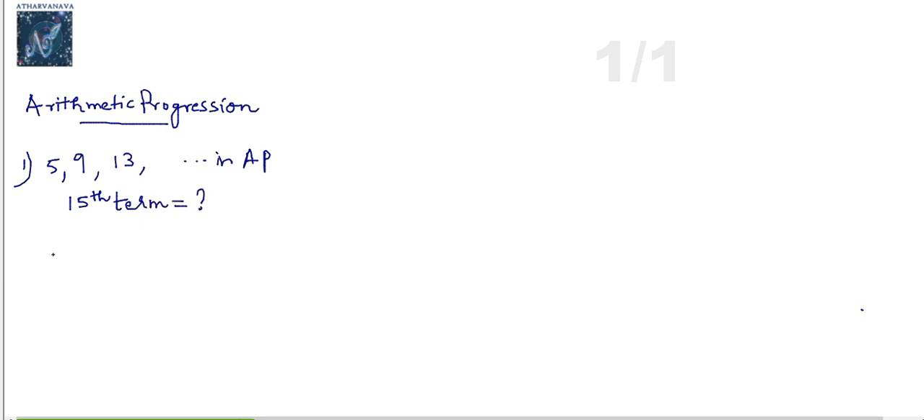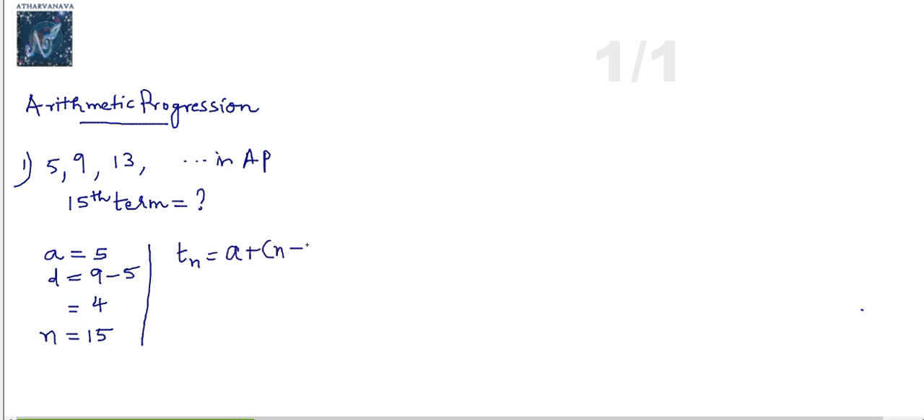That's the question. So first thing first, we need to write A is equal to 5, and then what else do we have to write? D is equal to 9 minus 5, which is equal to 4, and N is equal to 15. And we know the formula is Tn is equal to A plus (N minus 1) into D. You can write the formula first, and with reference to that you can list out what is required in the problem. Okay, so T15, I want the 15th term.